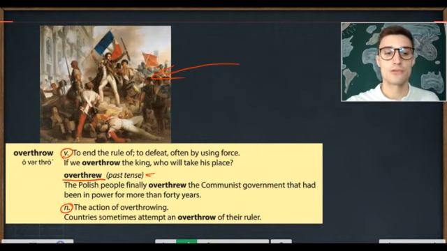Overthrow is also a noun. It's the name of the action of overthrowing. Countries sometimes attempt an overthrow of their ruler. Sometimes they attempt an overthrow.